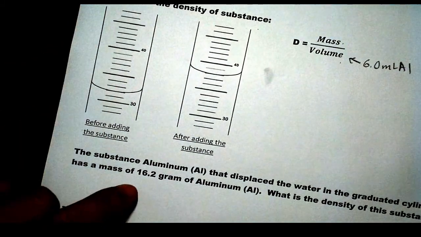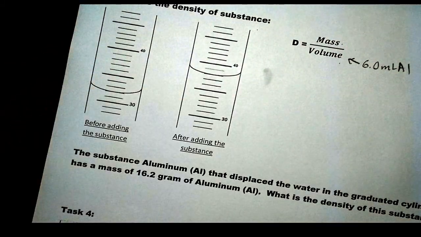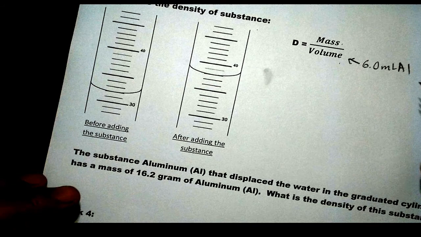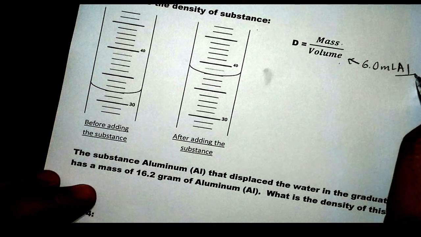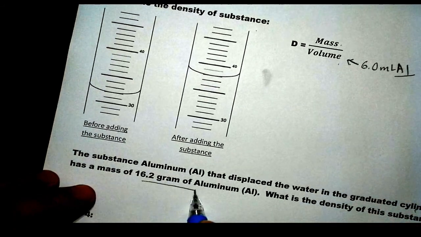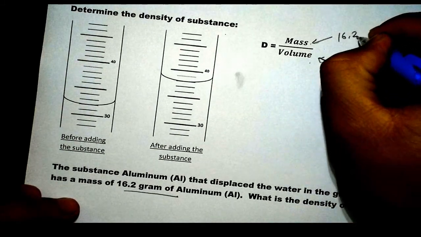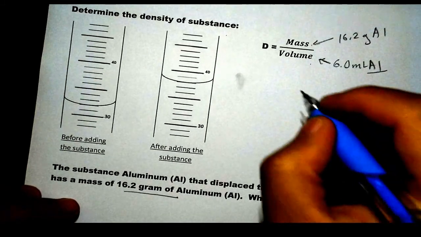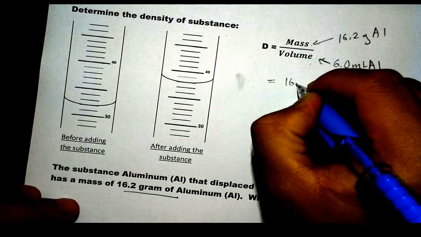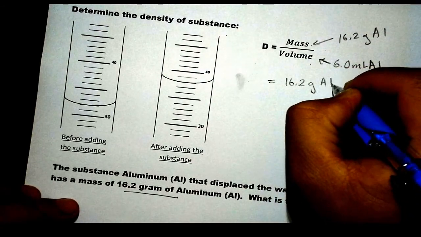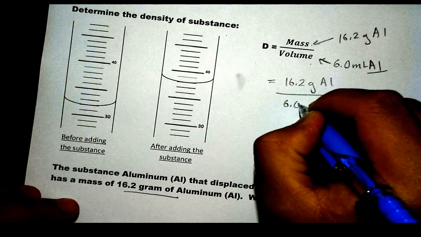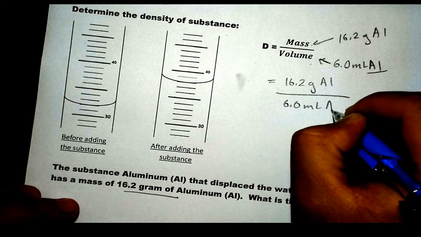Now let's go back to this. What is the mass of aluminum? Of course, we're finding the density of the same substance, aluminum, so we have to look for the mass of aluminum, which is given to us. So in this case, the mass is 16.2 grams of aluminum. And all we have to do is plug this in, divided by 6.0 ml aluminum.